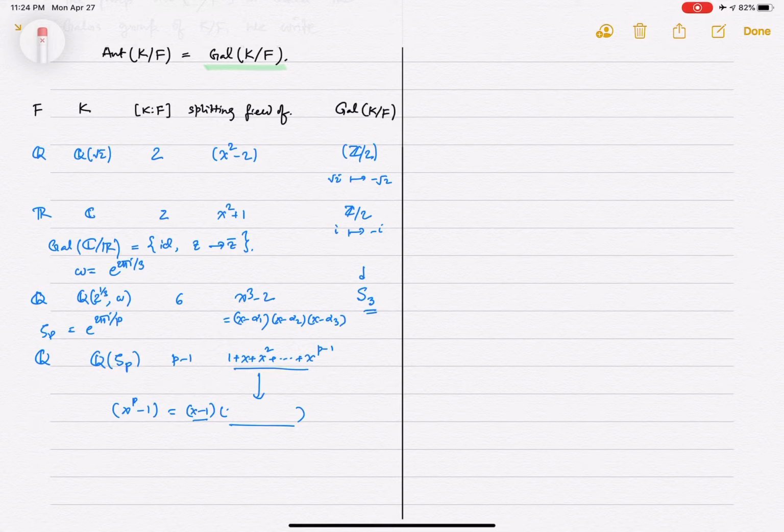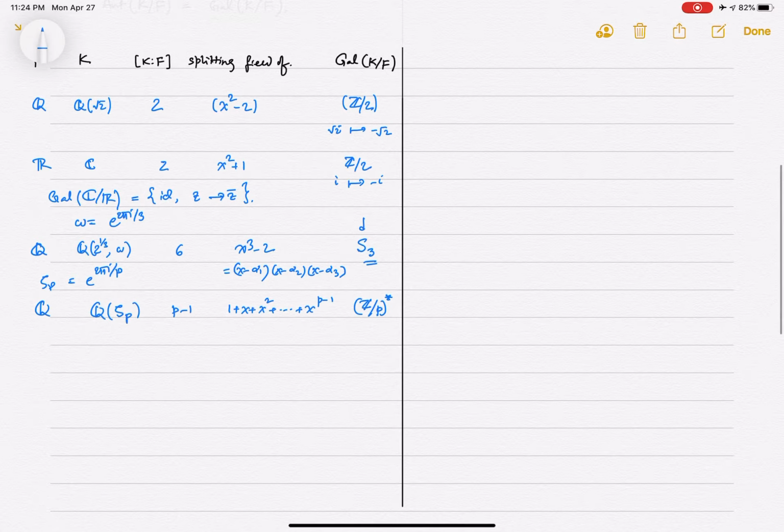I think the Galois group is (Z mod p) star. And this we need to prove.